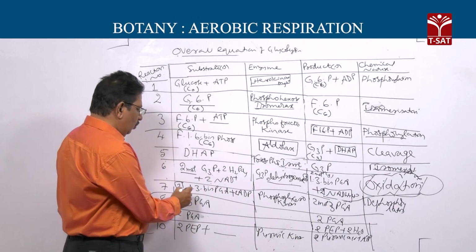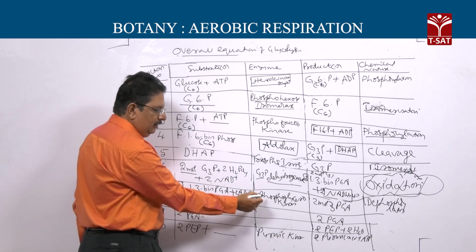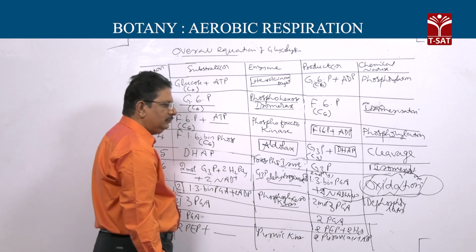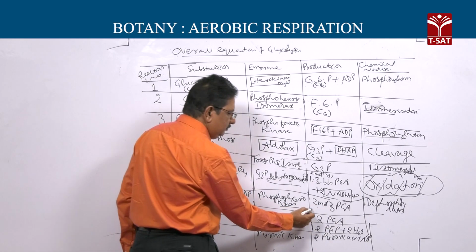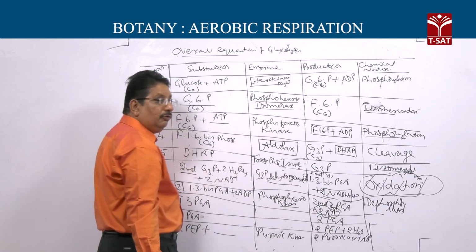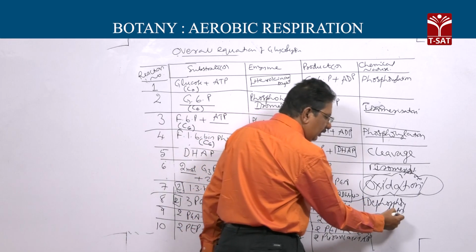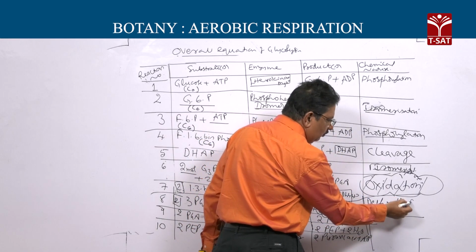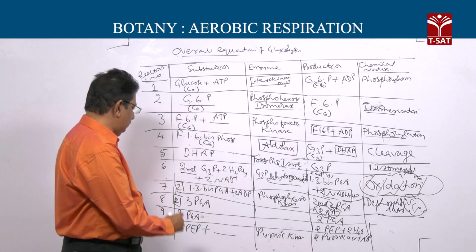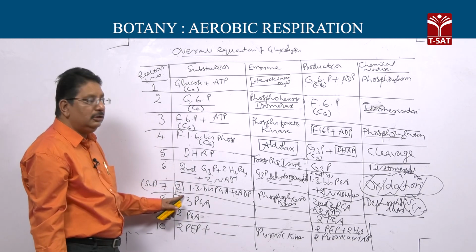Then later, the 1,3-bisphosphoglyceric acid, 2 molecules, reacts with 2 ADP in the presence of phosphoglycerokinase, converts into 2 molecules of PGA plus 2 molecules of ATP. So, ATP is formed for the first time in the 7th reaction, and it is a dephosphorylation reaction, otherwise SLP. So, the 7th step in sequence in glycolysis is SLP, substrate level phosphorylation.